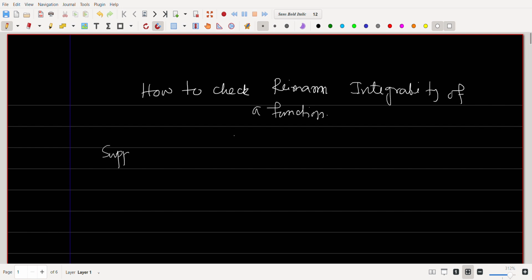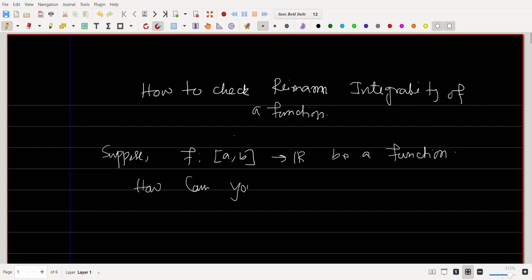Suppose f from the closed interval [a, b] to R is a function. How can you check, say for a bounded function, if it is Riemann integrable?